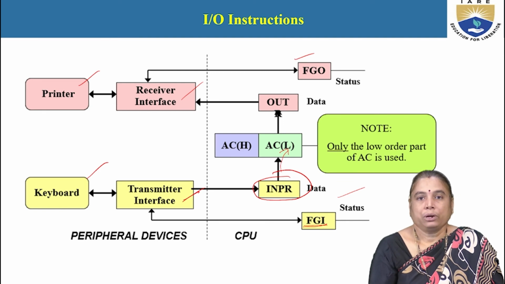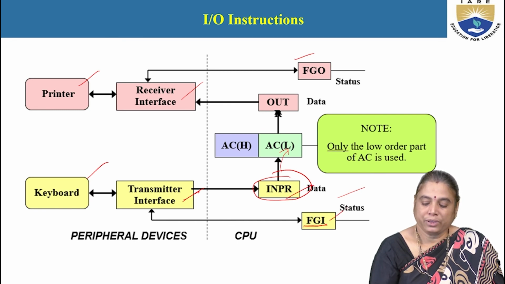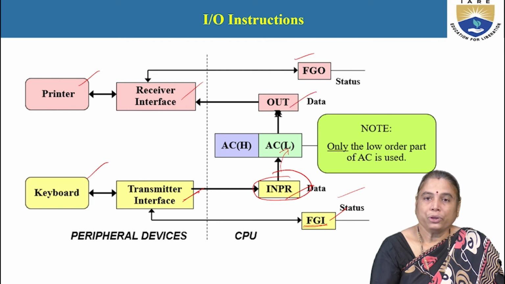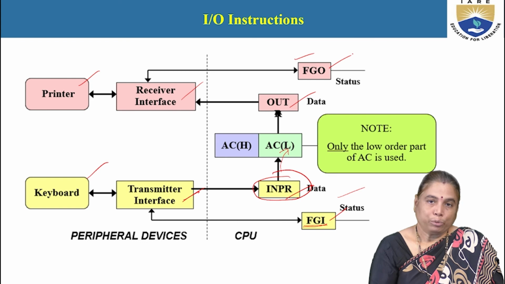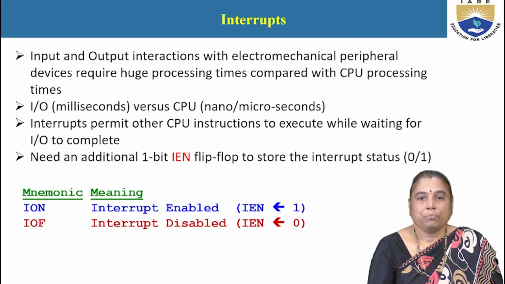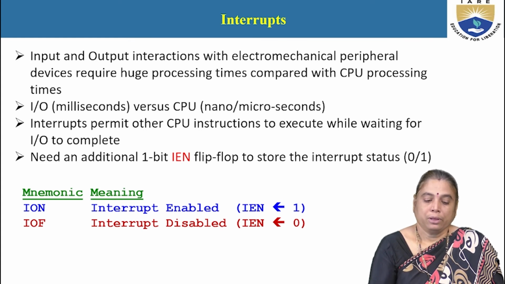The example considered here is the printer. In this way, input and output operations can be performed with the help of INPR and FGI for the input and OUT and FGO for the output. And whenever the input-output devices require the CPU service, they can gain the attention of CPU by raising the interrupt.